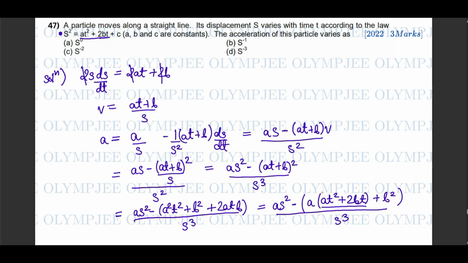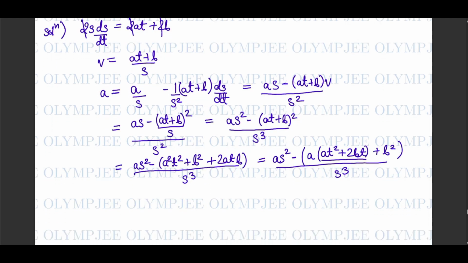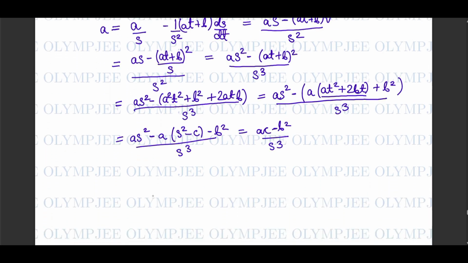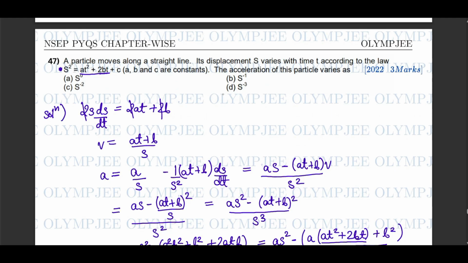So this can be written as s square minus c. So writing a square minus a, s square minus c minus b square by s. So this will give us ac minus b square divided by s cube. So we can see that acceleration is proportional to 1 by s cube, that is s raised to power minus 3. So the answer will be D option.